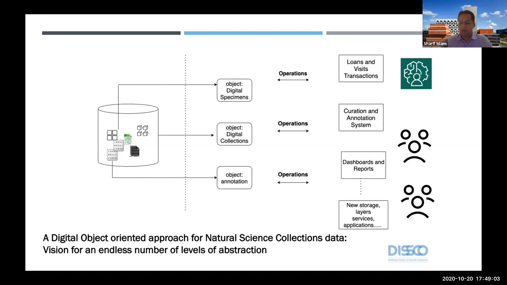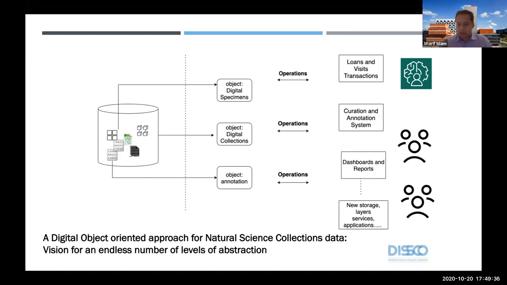And why endless? Because in the future, we'll have new storage layers, new services, and new applications coming in. And of course, we are looking at the users. They're going to be dealing with the data, but from different perspectives. For example, specimen data for a taxonomist is one thing, but specimen data for a curator or a museum administrator is another thing. Same data sets, but through levels of abstraction, you achieve different things. So we need to support that.